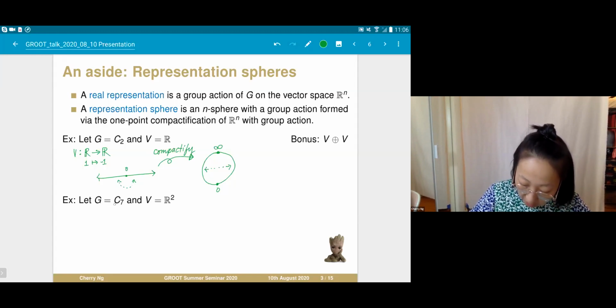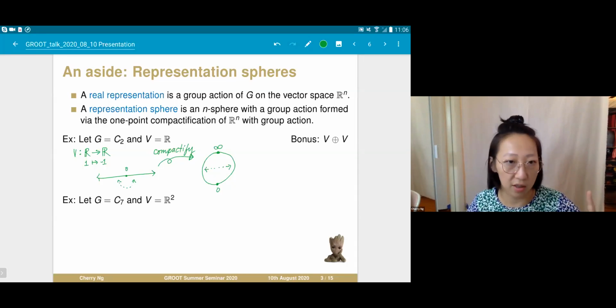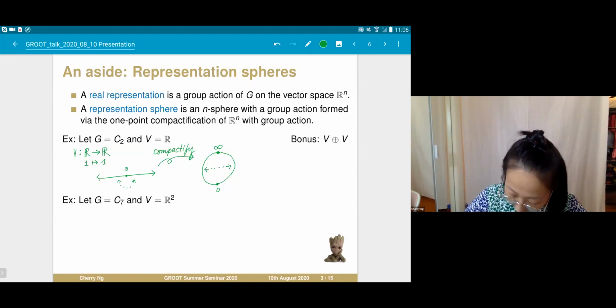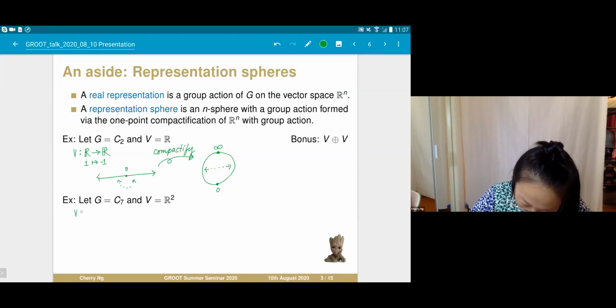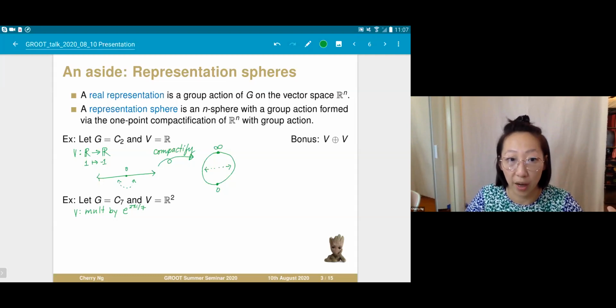Now let's do another example. If your group is C7, by C7 I mean the cyclic group of order 7. I should have said that when I said C2. And the vector space we'll be using is R^2. And so the representation is going to be multiplication by e^(2πi/7). I know I'm cheating by using complex numbers, even though we're in R, but hopefully you understand what I mean. I mean rotation by 1/7 of the plane.